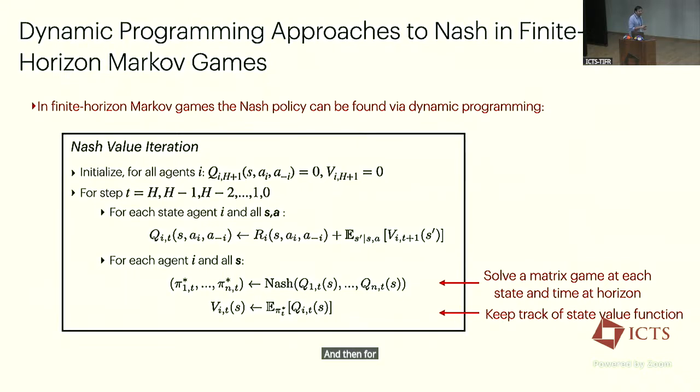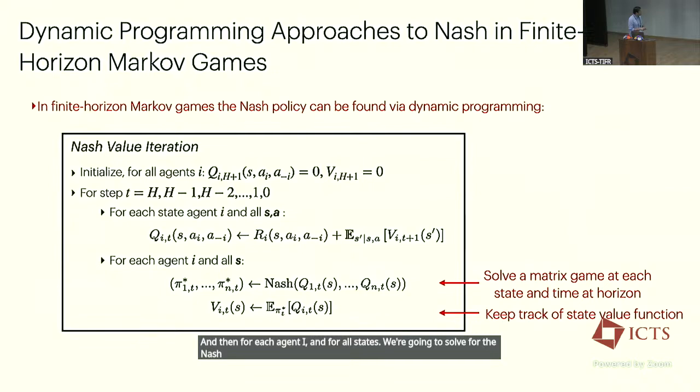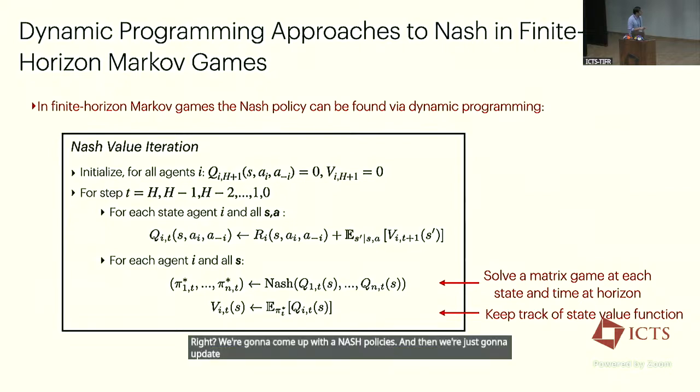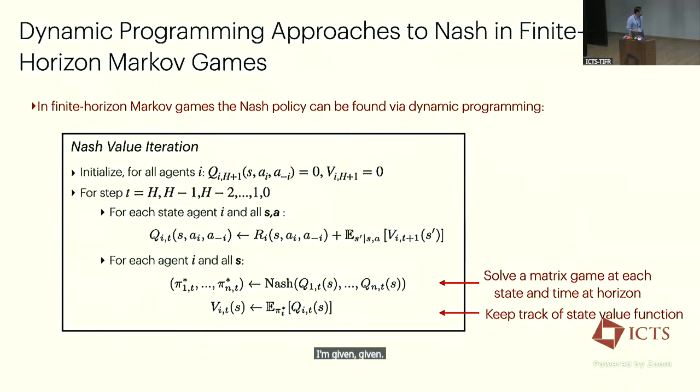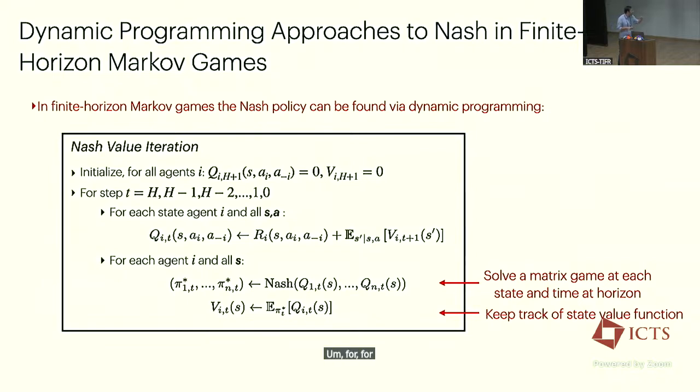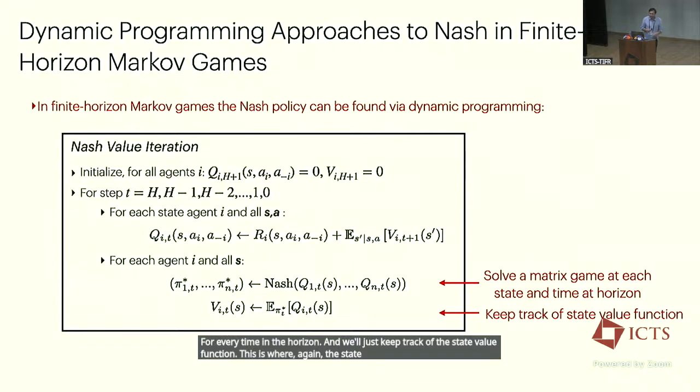And then for each agent i and for all states, we're going to solve for the Nash given Q_1 to Q_n, right? We're going to come up with the Nash policies. And then we're just going to update our value at time t as basically the Nash value for player i, given this Nash equilibrium. And so we can solve a matrix game at each state and time for every time in the horizon. And we'll just keep track of the state value function. This is where, again, the state value function becomes useful to think about.